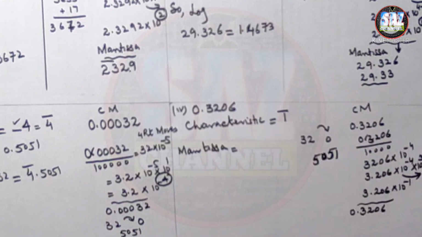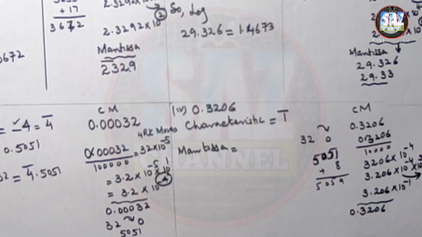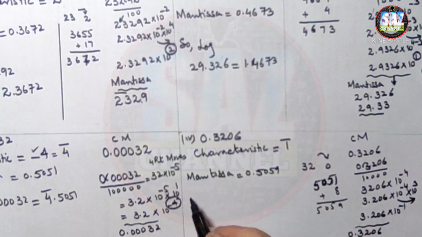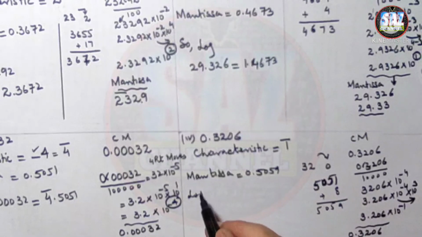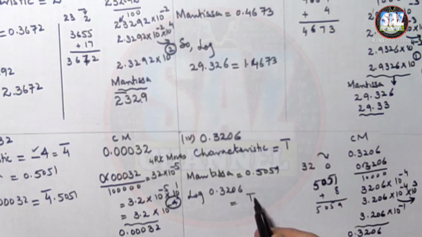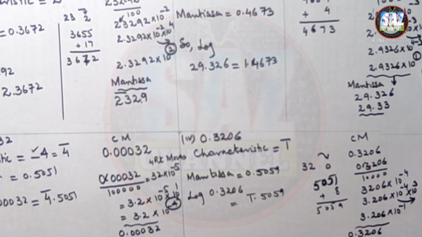Let me keep ruler over here so that I should not mix the values. This is 8. This is 8, and then I have to add up the numbers. This is 5051, 5059. So this will become 0.5059. So the log of 3206, will be equal to 1 bar point 5059.